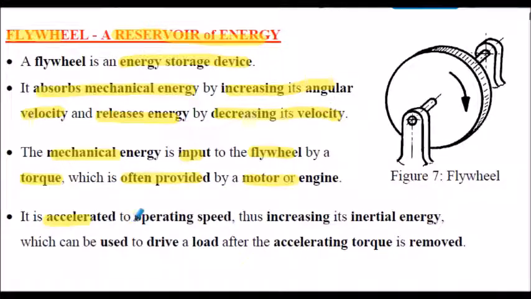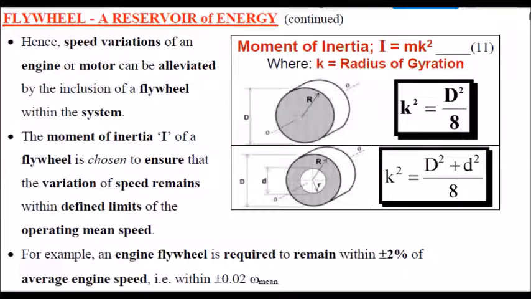So the flywheel is accelerated to its operating speed, which increases its inertial energy, as that's sometimes termed, and that's used to help drive the load after an accelerating torque is removed. So it helps to keep the motion as constant as possible in the particular systems we're considering. Speed variations of an engine or motor can be alleviated by the inclusion of a flywheel in the system, and the moment of inertia I of the flywheel is chosen. That's something we'll be trying to calculate and design to ensure that the variation of speed remains between defined limits of operation. So we'll be given things like mean speed and then the deviation from the mean speed.